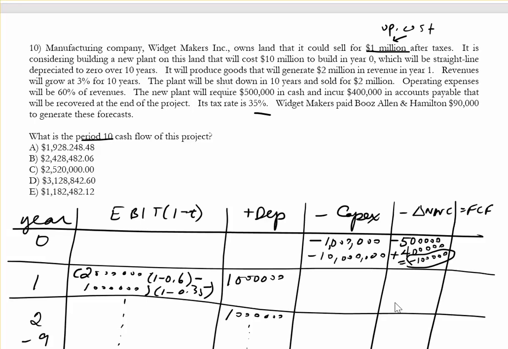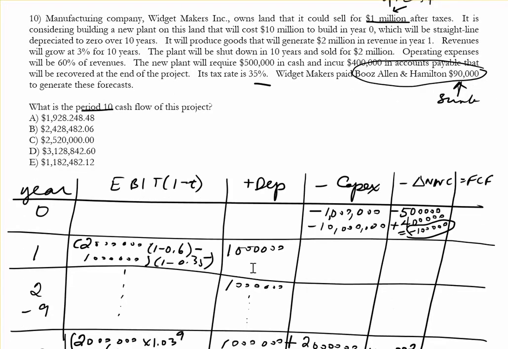Last piece of information we've not considered is widget makers paid Booz Allen Hamilton $90,000 to generate these forecasts. The key is that they paid them. So this is a sunk cost. This consultant fee, we do not include it.